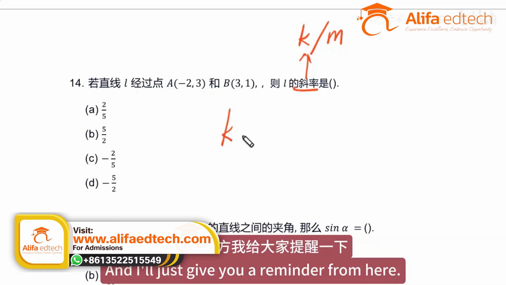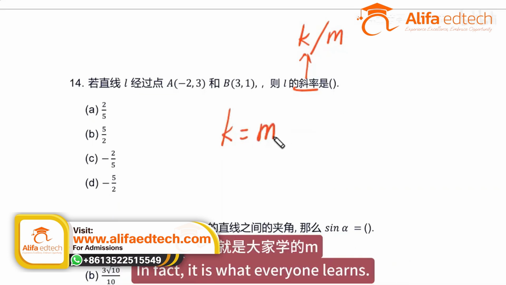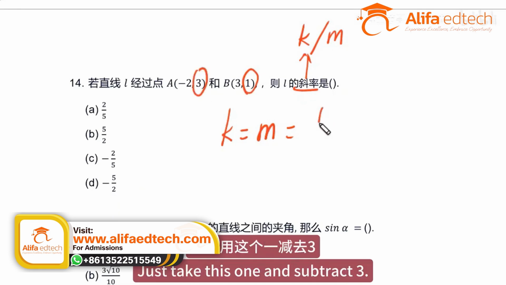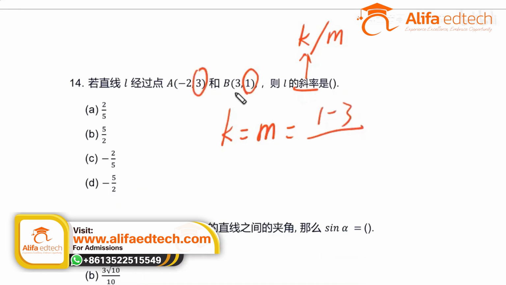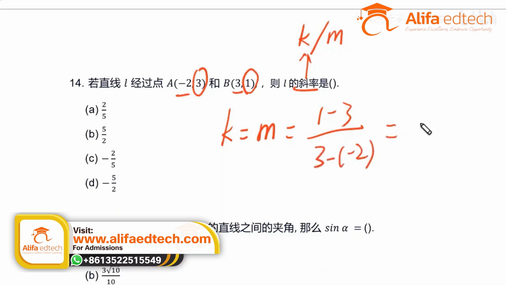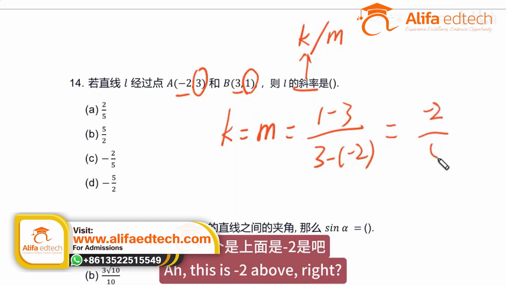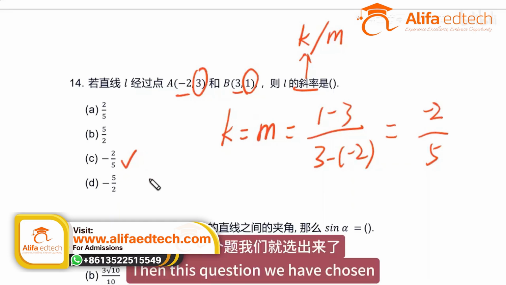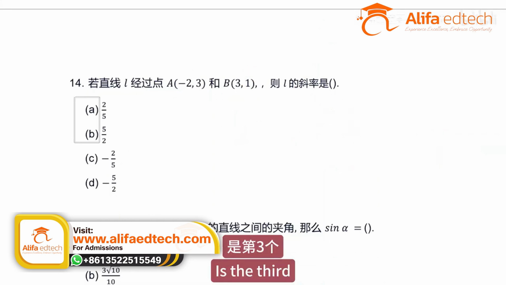So this k is actually the m that everyone has learned. So which one is it? It's using 1 minus 3 on the top, and on the bottom, it's 3 minus negative 2. So the top is negative 2, right? The bottom is 5, so it's negative 2/5, right? So for this question, our answer is the third one.